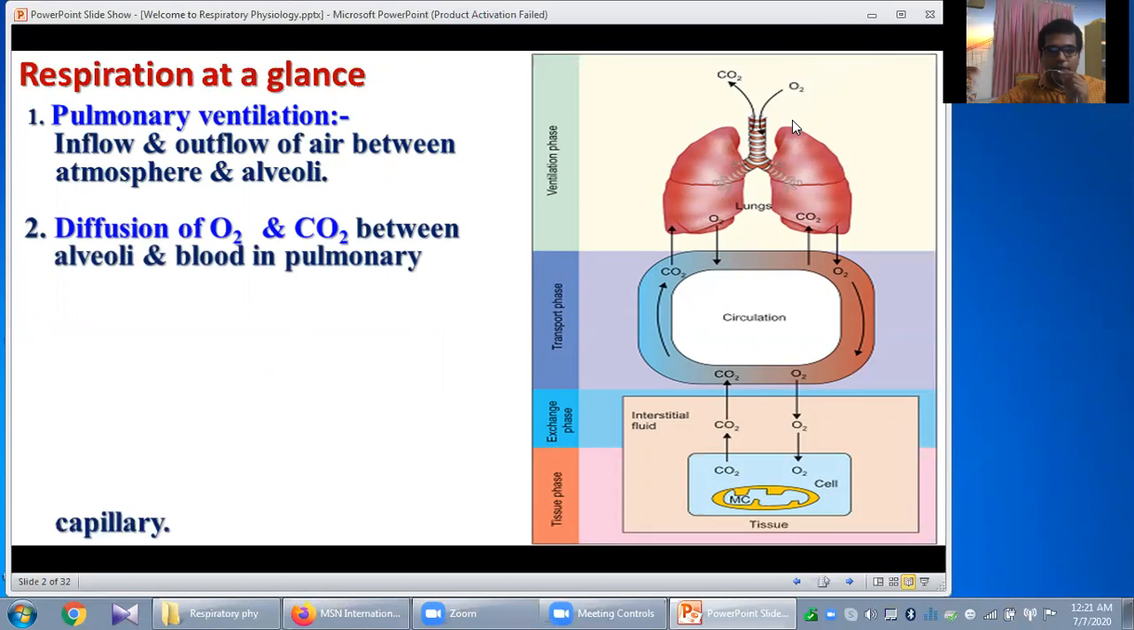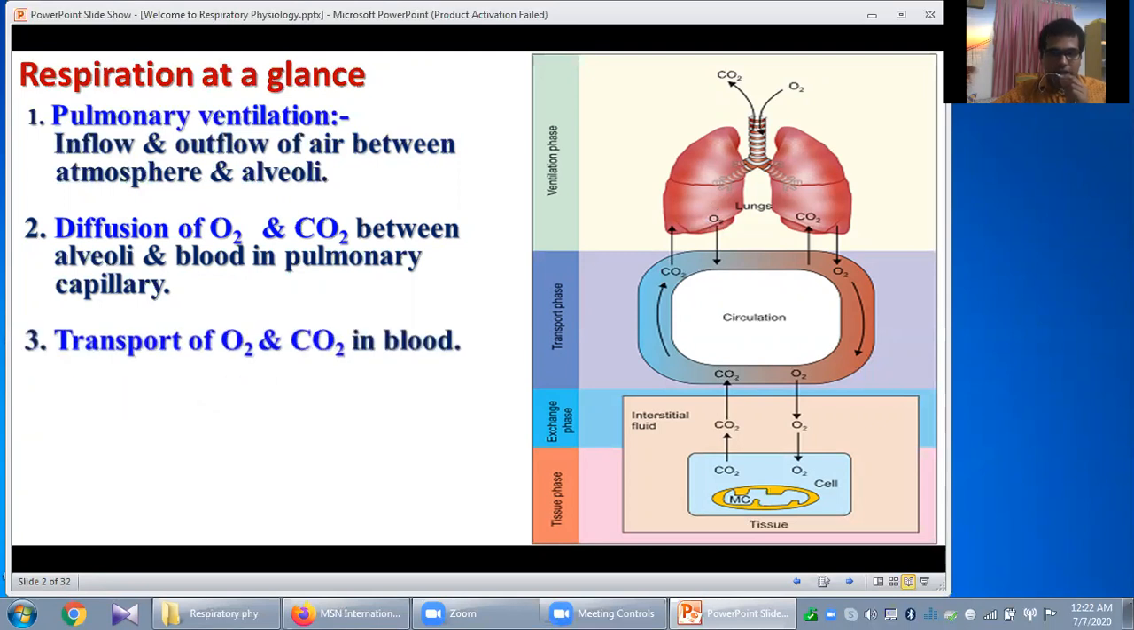Then the second step is the diffusion of oxygen and carbon dioxide between the lung alveoli and the pulmonary blood. Oxygen enters into the blood from the lung alveoli in exchange for carbon dioxide moving from blood to the lung alveoli. This gaseous exchange takes place across a very special biological membrane called the respiratory membrane. Later on we will discuss the respiratory membrane in great detail.